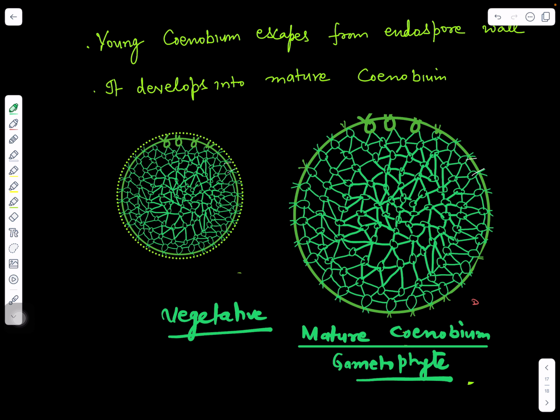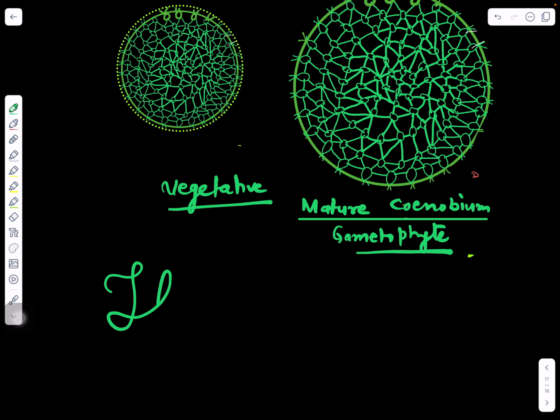So this is all about development of young coenobium after germination of zygote, and in this way the life cycle of Volvox is completed.